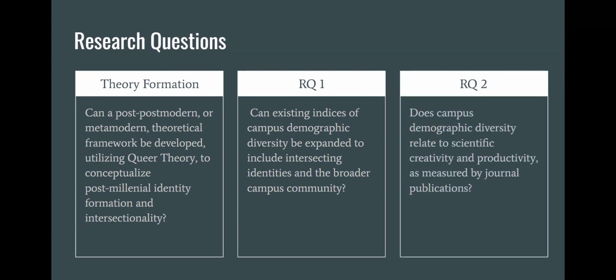Research question 2 asks, ultimately, can those recalculated campus diversity indices be related to scientific creativity and productivity? Creativity is the proportion of the publications that an institution generated, or that individuals affiliated with that institution generated, in the top 80 hard science journals. And these are indexed by the Nature Index, provided in some of the supplemental resources linked in the description of this video.